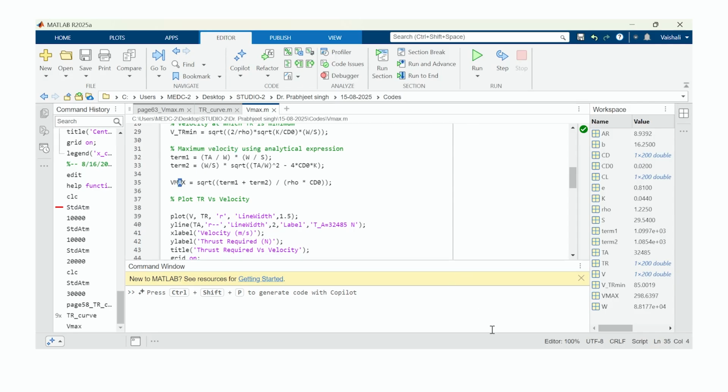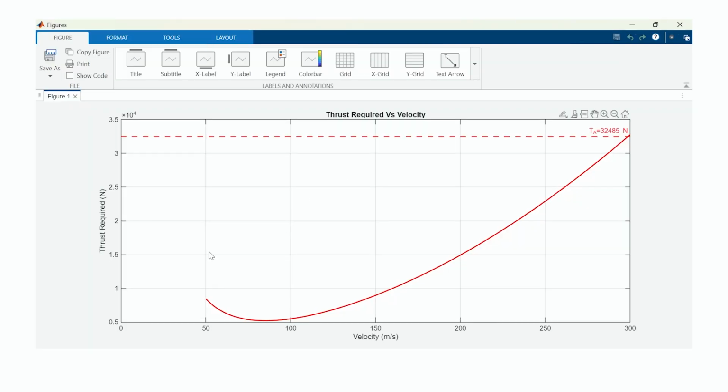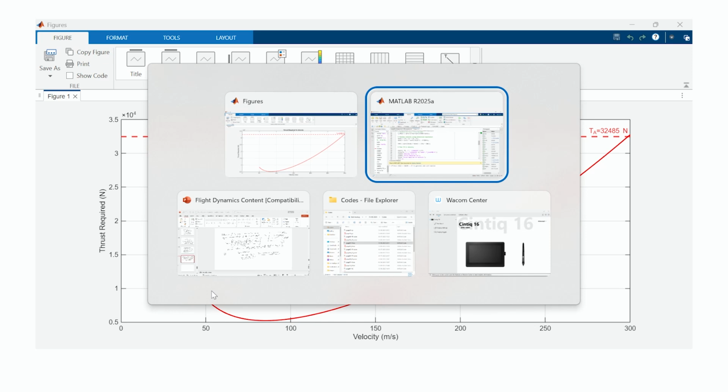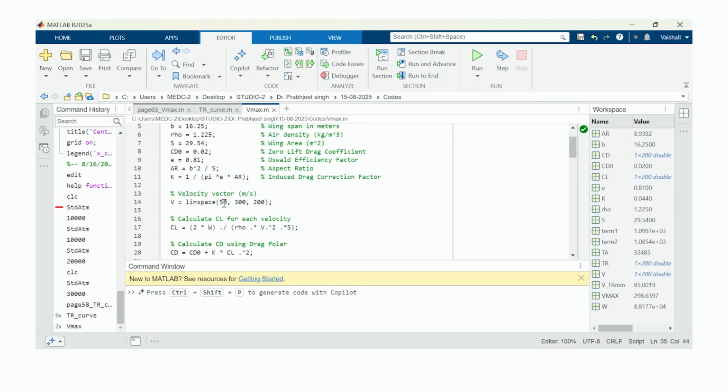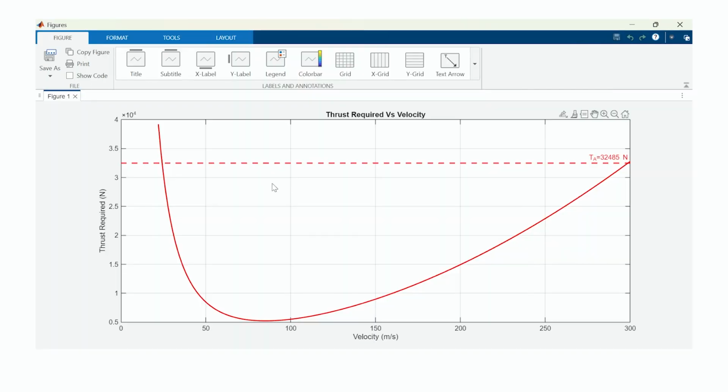And one more thing, if I plot this again, as I mentioned before, even if I extend this plot to get the minimum velocity, I have started the velocity vector at 15 meters per second. If I change it to say 22, save the code and run it.